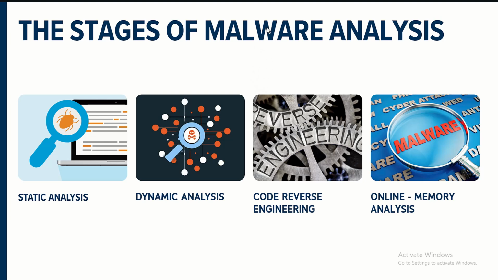The second stage is dynamic analysis, also known as behavior analysis. Dynamic analysis is running malware in a controlled environment, sometimes called a lab, to observe what it does. The key tasks are monitoring file system changes, tracking network activities, observing registry modifications, and detecting interaction with other programs. The benefit is that it shows real-world behavior that static analysis may miss.